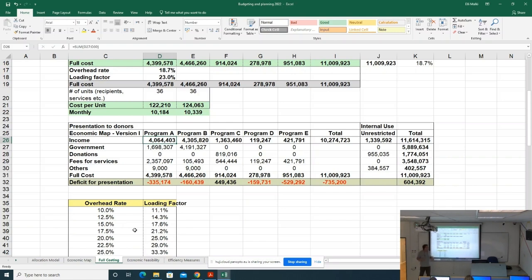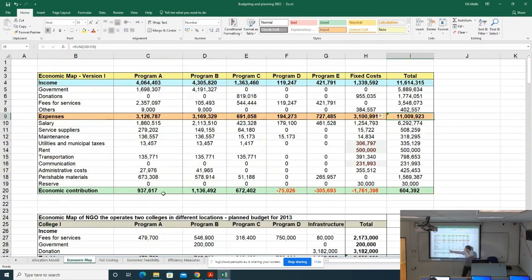So what do we see here? First of all, we see that all the programs, apart from program C, have negative deficits, which from the fundraising perspective is very, very good, because it means that I can ask for more money. And again, I want to show you that when we looked at the economic map, if you take, for example, program A and program B, which they both show deficit, in the economic map, they were both subsidizing. Okay? So again, the difference between a deficit and economic contribution. That's important to remember.